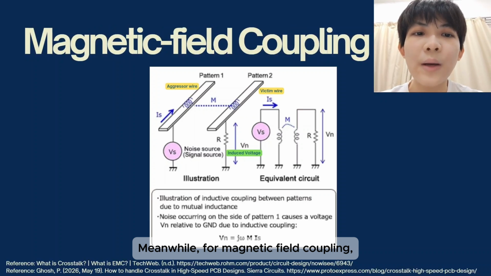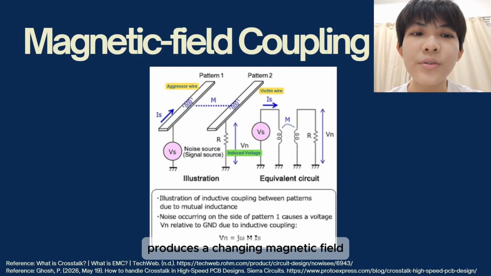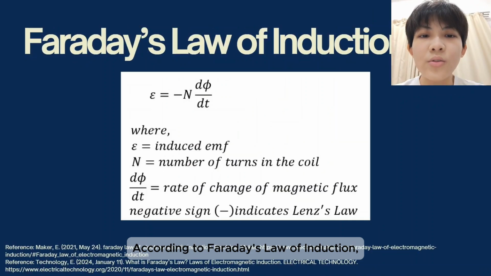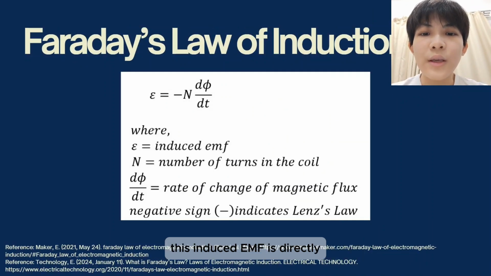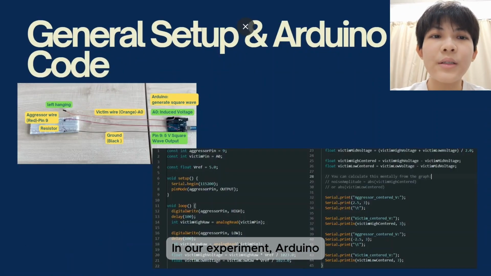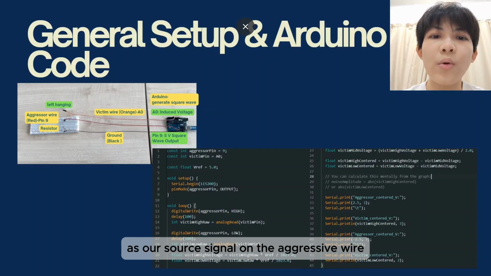Meanwhile, for magnetic field coupling, the changing current in the aggressor wire produces a changing magnetic field, which induces an electromotive force in the nearby victim loop. According to Faraday's law of induction, this induced EMF is directly proportional to the rate of change of magnetic flux. In our experiment, the Arduino generates a fast 5V square wave as our source signal on the aggressor wire, while the induced noise on the victim wire is measured through analog pin A0.